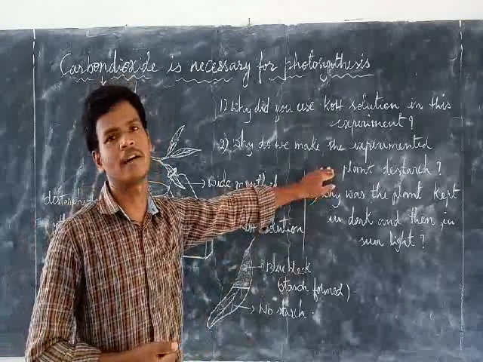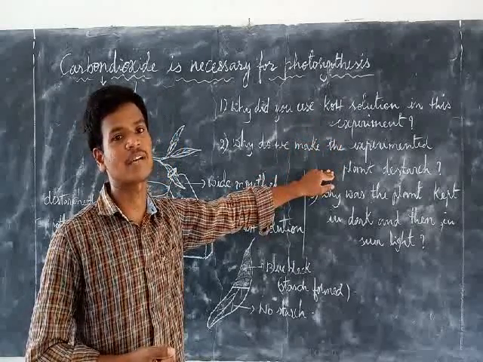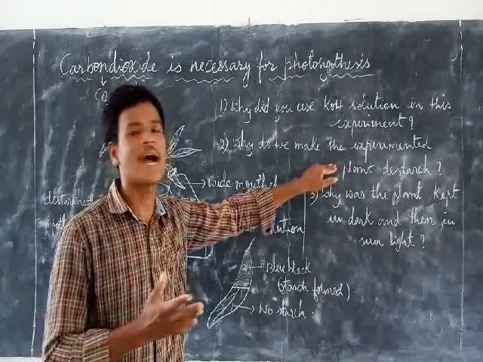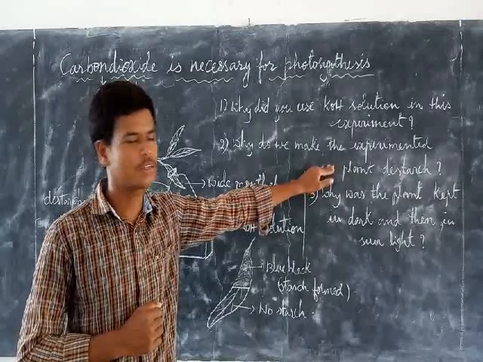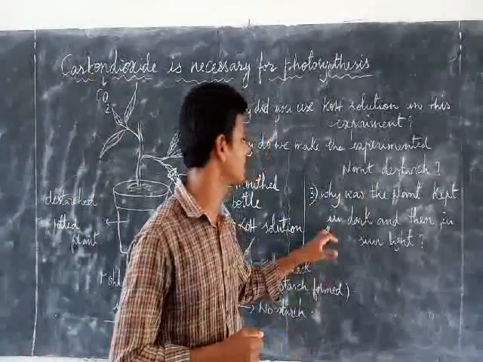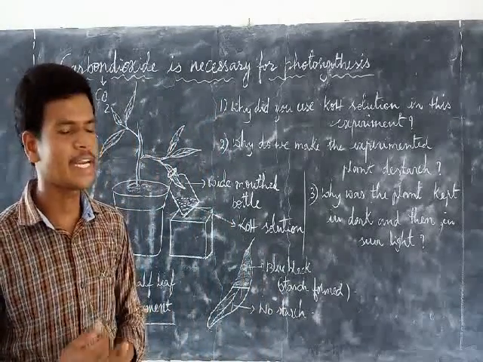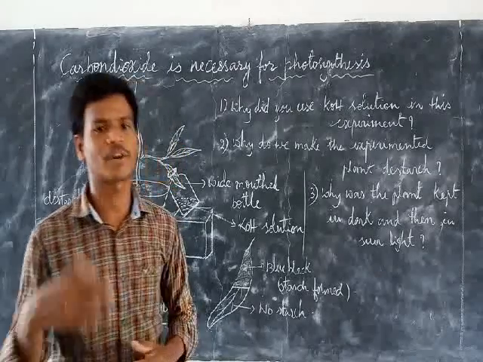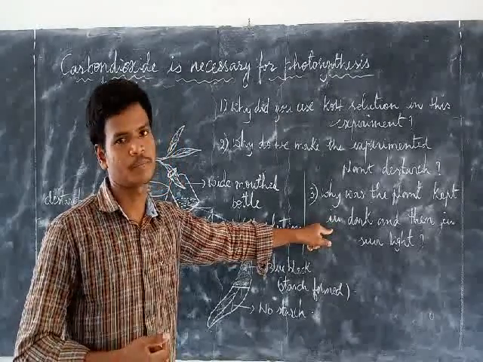But in this case, starch did not form because of the absence of photosynthesis. There is no light. We kept that plant in the dark for several days. So this is the answer for the second question. Then, why was the plant kept in dark and then in sunlight? For getting a good result, you have to keep the plant in the dark for several days. That is very important.